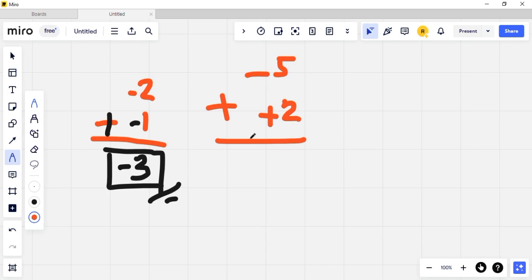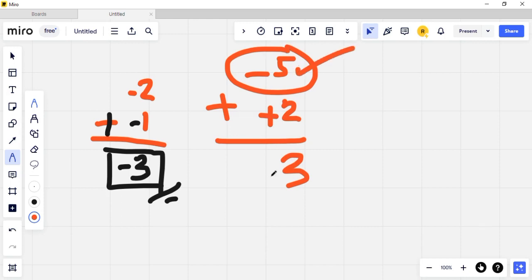Okay, so now since both numbers have different signs, even though this is addition, all you need to do is subtract these numbers. 5 minus 2 is 3. Then copy the sign of the number which has the greater value, which is negative. So negative 3.